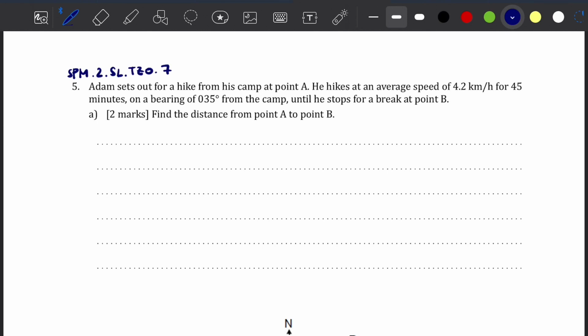Okay, so the next question that we're going to try is from the specimen papers. This is specimen paper 2, IB Maths AA essay exam, time zone 0, question 7. Adam sets out for a hike from his camp at point A, and he hikes at an average speed of 4.2 km per hour for 45 minutes on a bearing of 35 degrees from the camp until he stops for a break at point B. Okay, so question A, we need to find the distance from point A to point B.